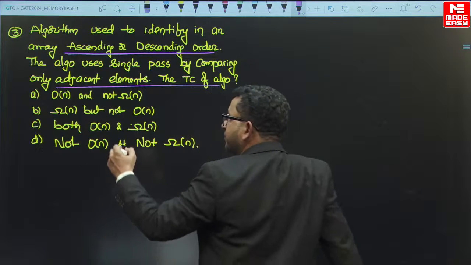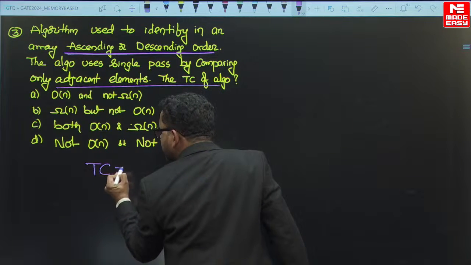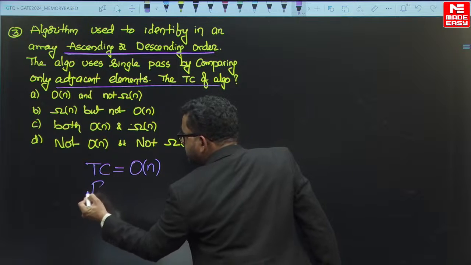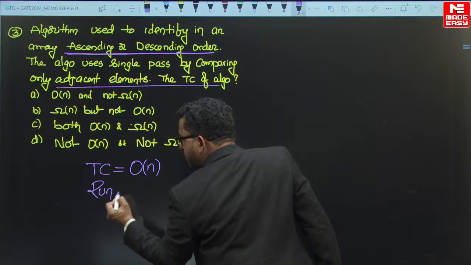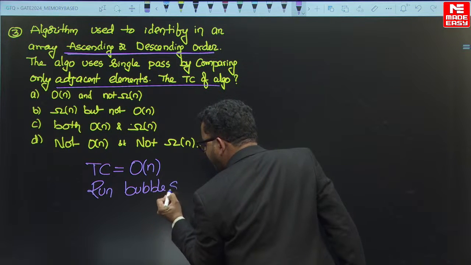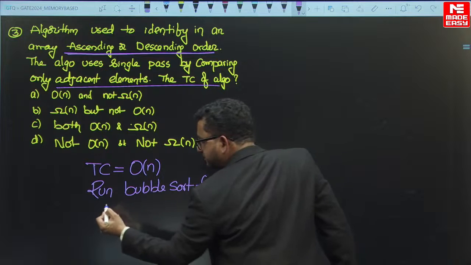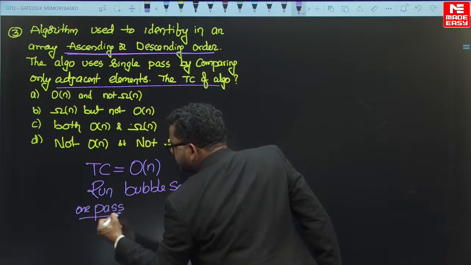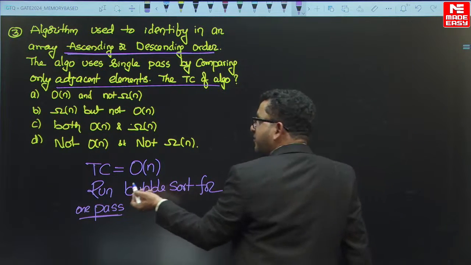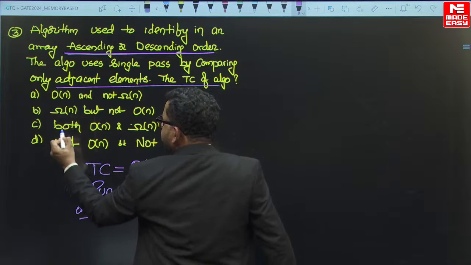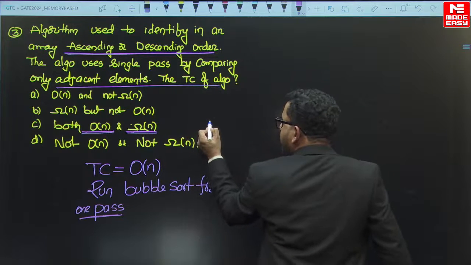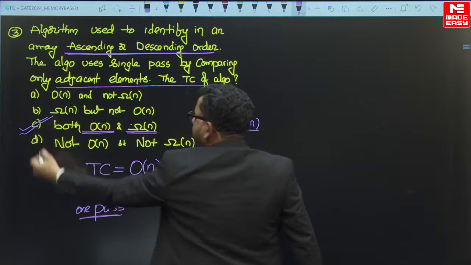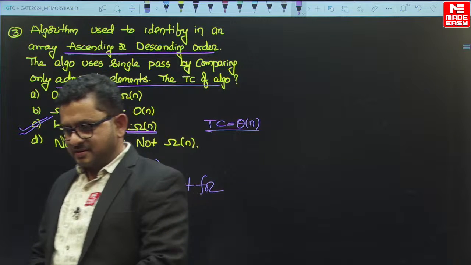The time complexity to test whether a given array is ascending or descending we can do in order of n time. We just need to run bubble sort for one pass, not the whole algorithm. In one pass, if no swaps occur in the entire pass, then we can say the array is in sorted order. So we can say it is both big O of n, theta of n, and omega of n, because the time complexity is order of n. Bubble sort.